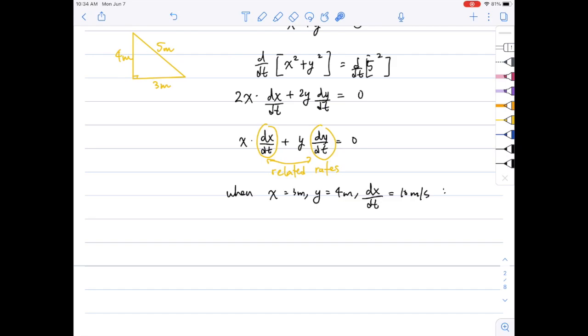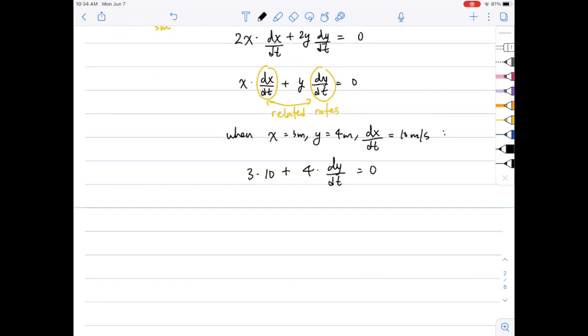So when we evaluate at this particular instant, we get 3 times 10 plus 4 times dy by dt. This all equals 0. Now, if you subtract 30 from both sides and divide by 4, you're going to get dy by dt is negative 30 divided by 4. It's the same as negative 15 divided by 2.